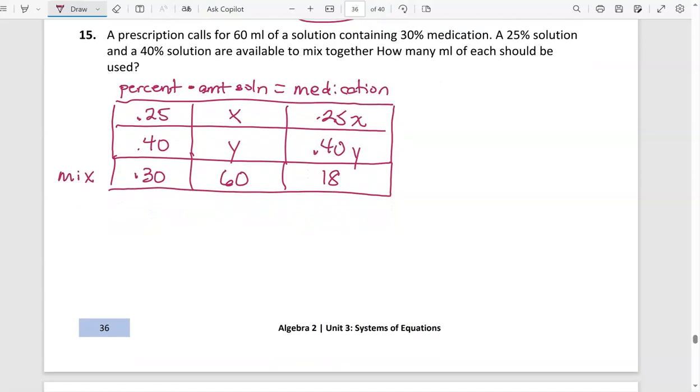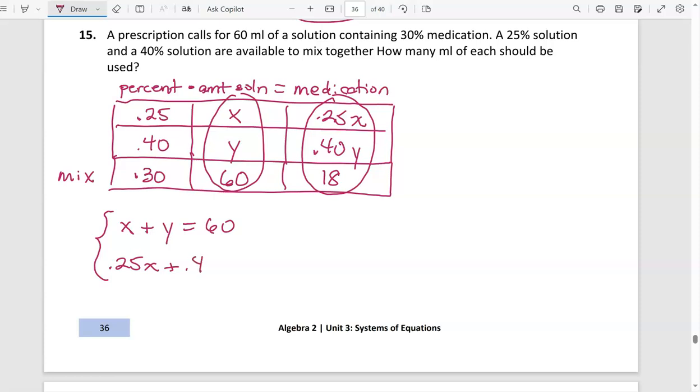All right, so from here, our amount of solution totals and our amount of medication totals, those will be our two equations for the system. X plus y is equal to 60, and 0.25 times x plus 0.40 times y is equal to 18. Let's write that as an augmented matrix, 1, 1, 60, and 0.25, 0.40, 18. Don't forget that vertical line.